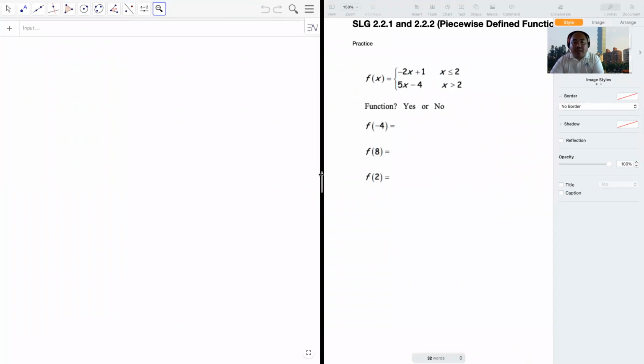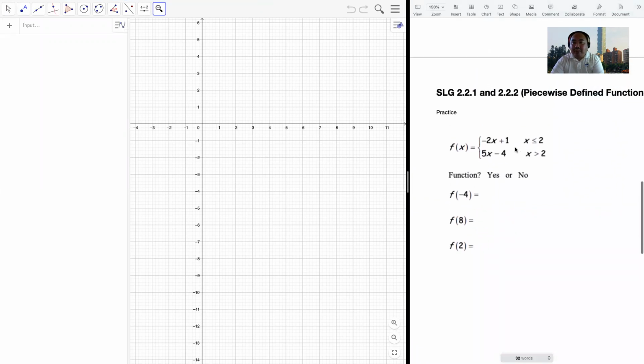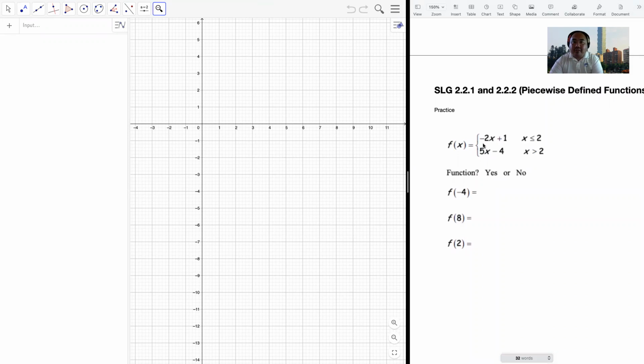All right. So, well, in GeoGebra, when we do piecewise defined functions, we actually exploit the use of logic in the input line. Okay, so what type of logic operator? It's the basic if-then or the conditional operator. So basically, this piecewise function just tells you that when x is less than or equal to 2, the trace of the graph of f is negative 2x plus 1. And when x is above 2, then the trace of the graph of f is that of 5x minus 4.